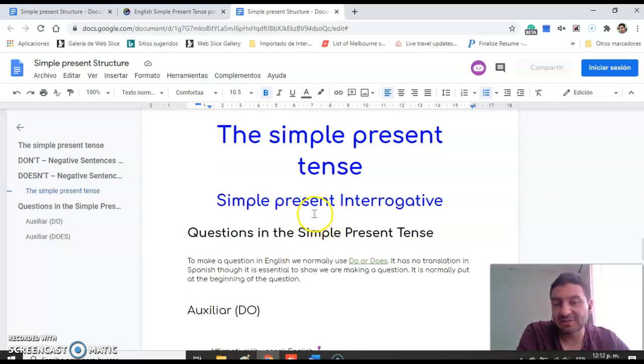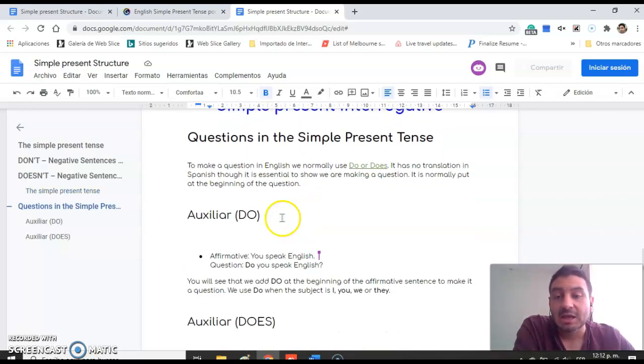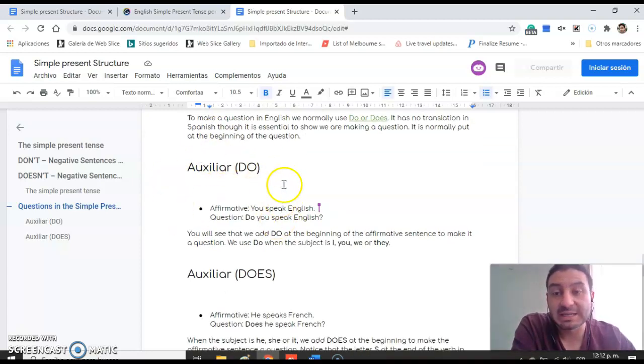Okay, so now let's have a look at the simple present but interrogative. Remember, people, all these examples and explanations are a review of the topics that we have seen previously in our class. For expressing questions, preguntas, in simple present, you have to take into account two auxiliaries, the auxiliary do and the auxiliary does.